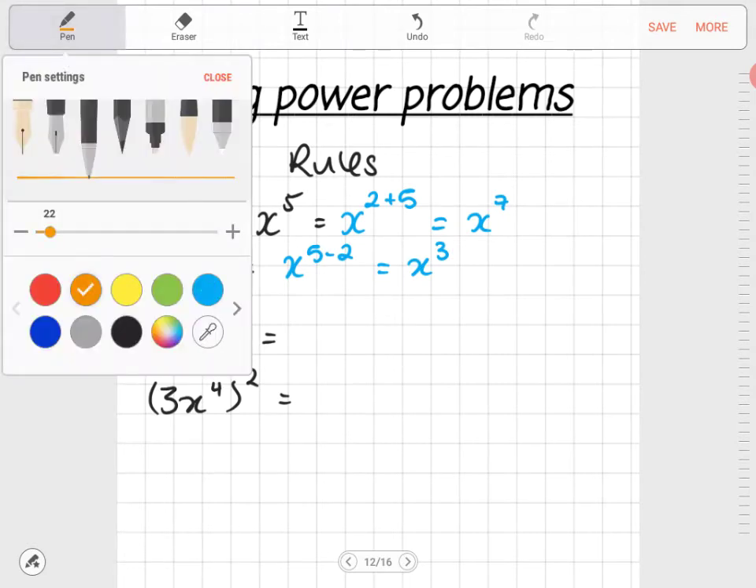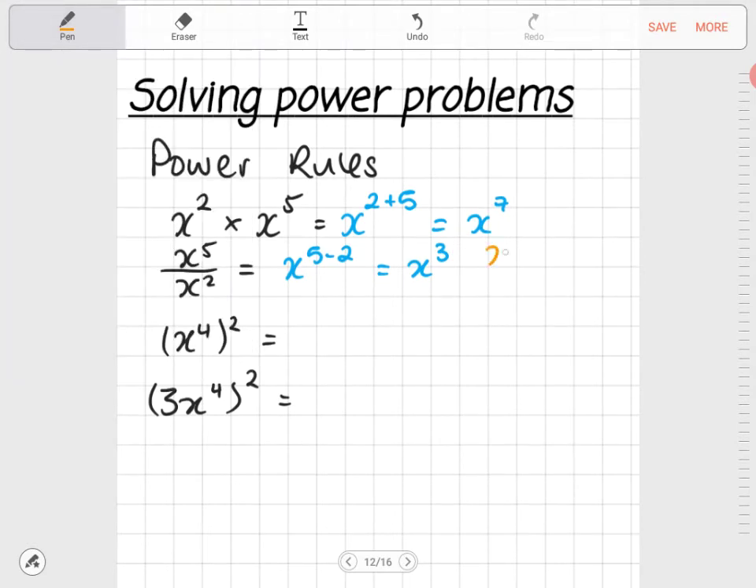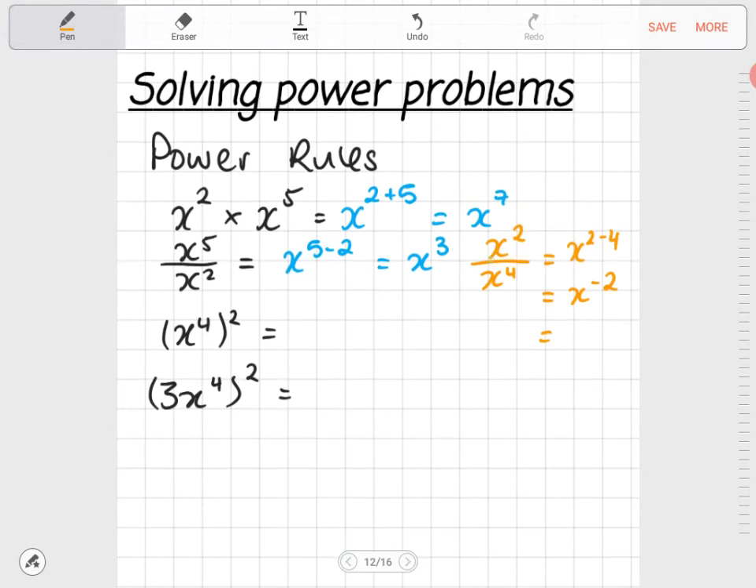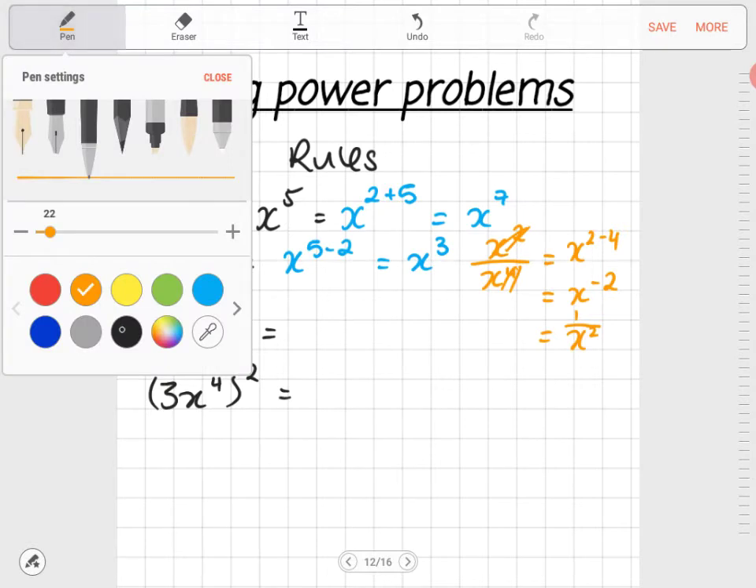If you were to have a scenario where you had a higher number on the bottom, so say you had x squared and you're dividing it by x to the 4, then you're going to have x to the 2 minus 4, so x to the negative 2. Or you can cross off 2 from the top and 2 from the bottom, and you'll be left with 1 over x squared. Okay, so x to the minus 2 and 1 over x squared are the same thing, and we'll talk about that again later.